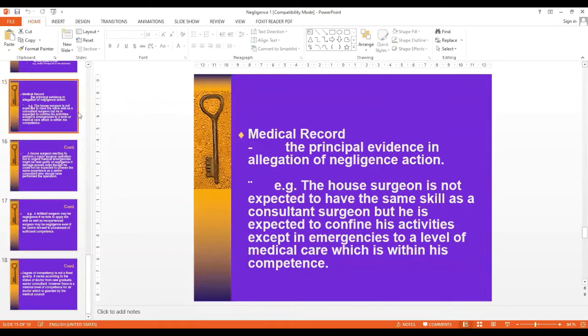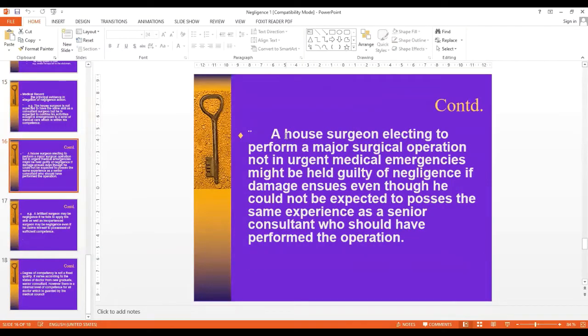Medical record: the principal evidence in an allegation of negligence action. For example, the house surgeon is not expected to have the same skill as a consultant surgeon, but he is expected to confine his activities, except in emergencies, to a level of medical care which is within his competence. A house surgeon electing to perform a major surgical operation not in urgent medical emergencies might be held guilty of negligence if damage ensues, even though he could not be expected to possess the same experience as a senior consultant who should have performed the operation.